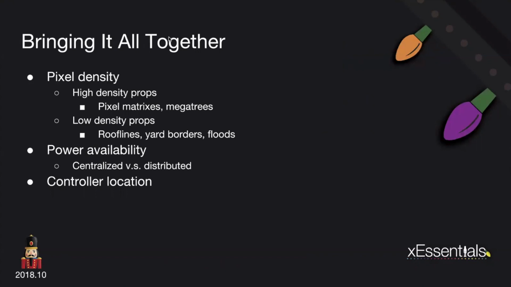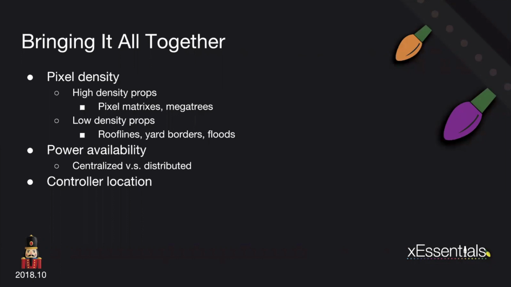And finally, some of the things that we talked about here. So pixel density. What kind of pixel density do you have in your props? In physical locations, do you have things like pixel matrices or mega trees in one place that have a whole lot of pixels in one place? It may make sense to put a controller that can manage that directly there, rather than doing it with one master controller far away and then having to run everything directly there, and then having the extra componentry to support it.